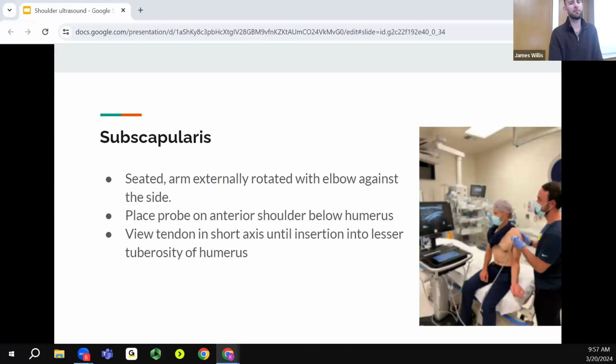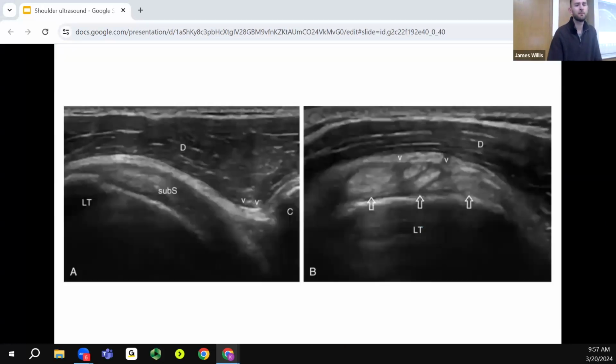Next one, subscapularis. Here's the kind of view. Right here, you're going to have them externally rotate. It's pretty much what you did for the posterior side for shoulder dislocation. You're going to do that on the front. That's pretty much it. You're going to follow that subscapularis. See that here. And B, you can see all the fascicles of the tendon. It's a pretty cool view.